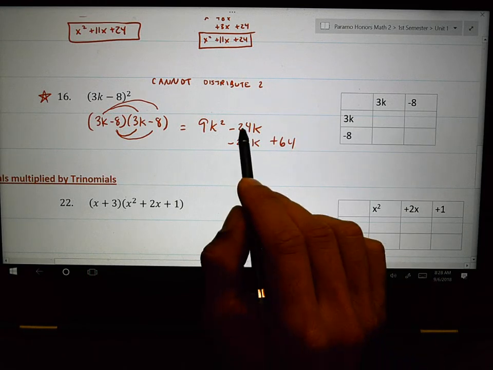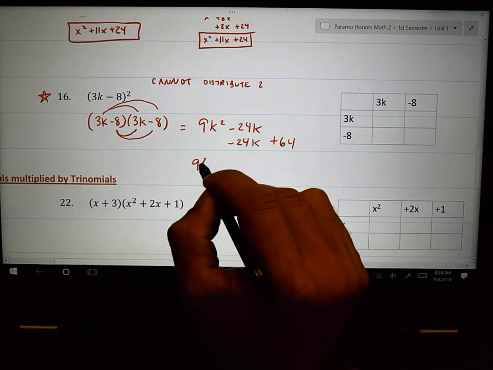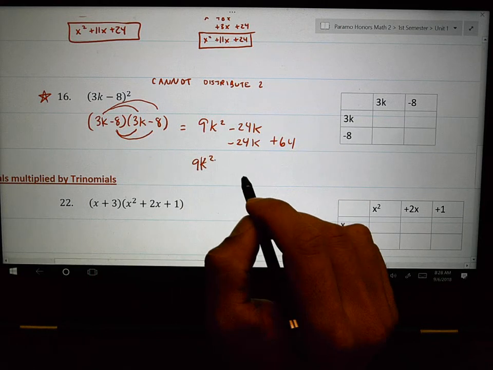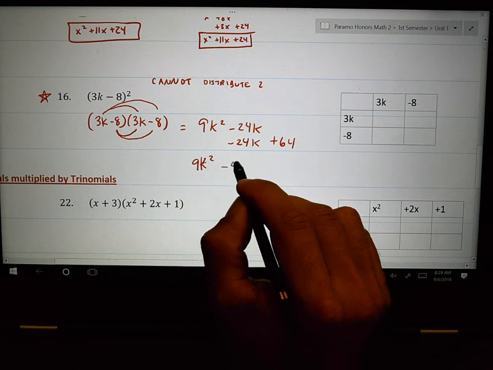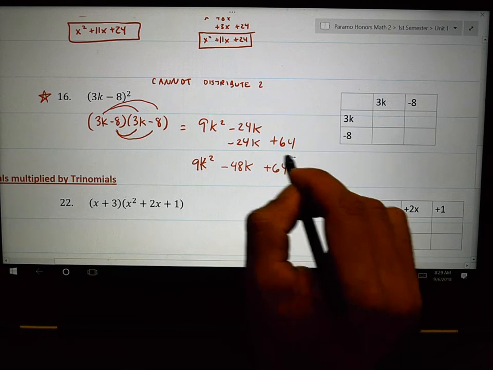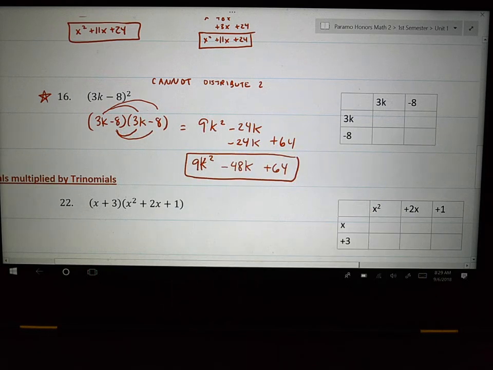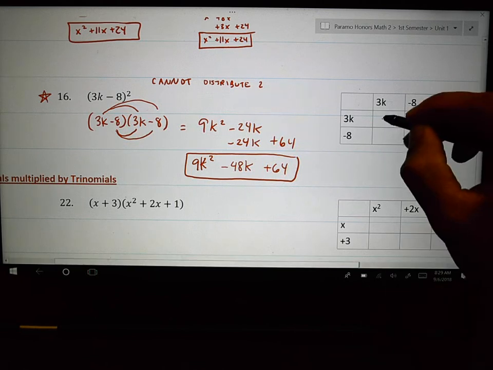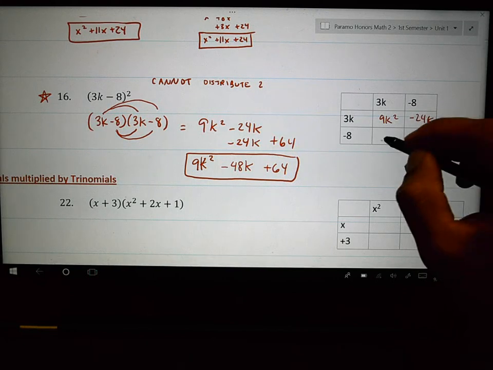Do these 2 terms combine? Yep. Negative 24k minus 24k is negative 48k. And this is in standard form, so we have multiplied it out. It would be the same exact thing, by the way, if you did the area model.